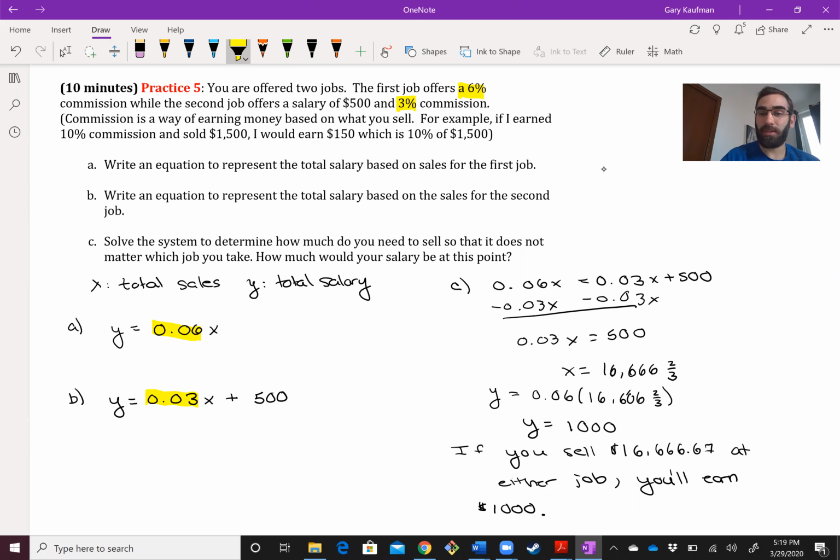When I solved it, I arrived at this answer, and notice that I didn't round, and I used it in the equation. If you rounded, you might have gotten something slightly different. So if I sell $16,666.67 at either job, I'll earn the same amount. All right.